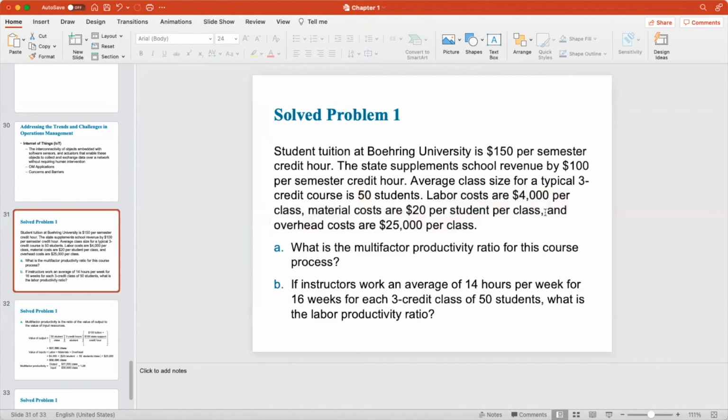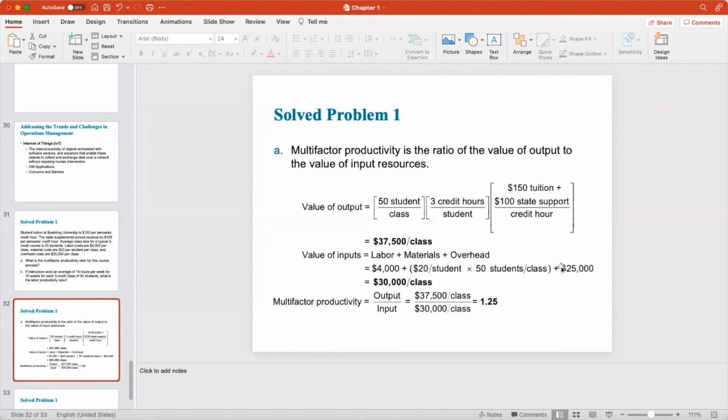What is the third part? Very easy, right? Overhead cost would be $25,000 per class. So here, you see, 25,000 would be the third part. And you simply add them up, you get the input value. That's it, okay?